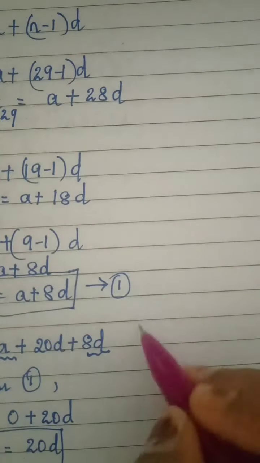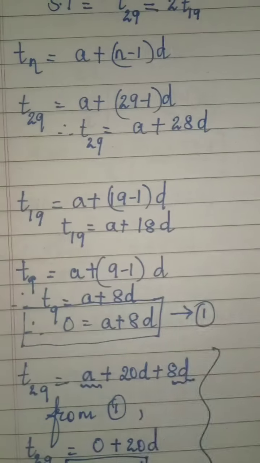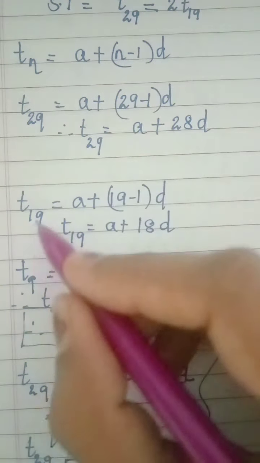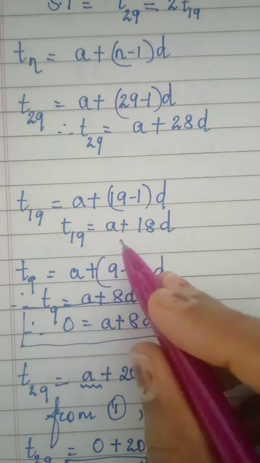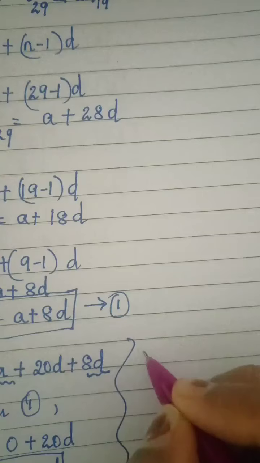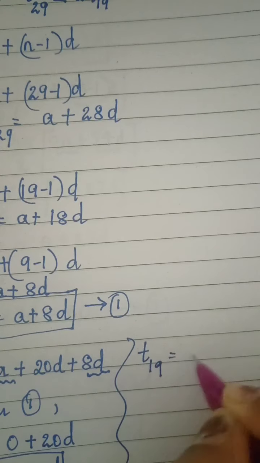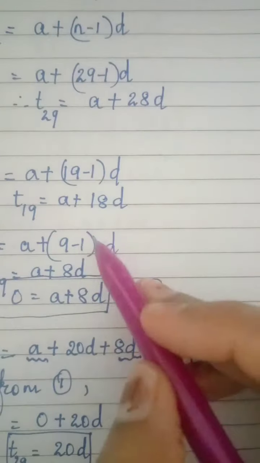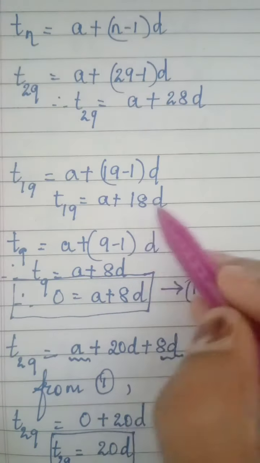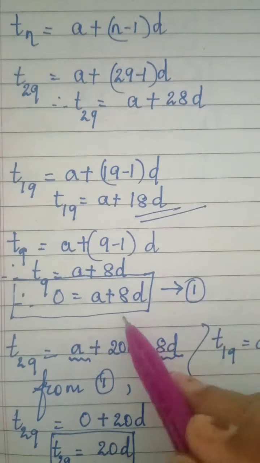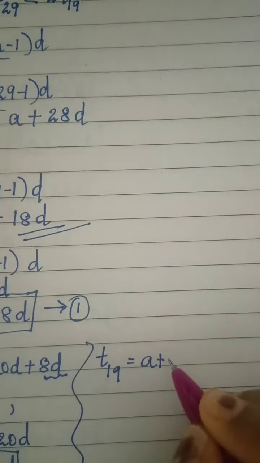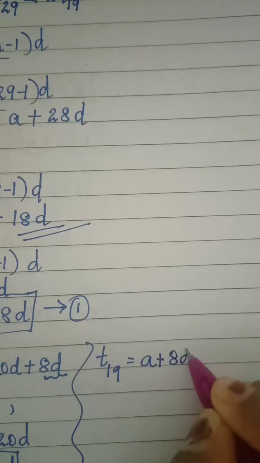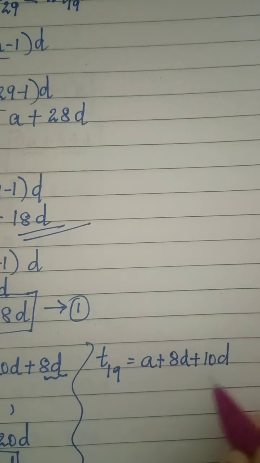Now same way you continue. I'll write the remaining part here. Same way now I will play with the T19. See, T19 how much we got? T19 we got A plus 18D. So I will write T19 is equal to A plus 18D. This 18D I'll write as 8D plus 10D. A plus 8D plus 10D, because we know that 10 plus 8 is 18.